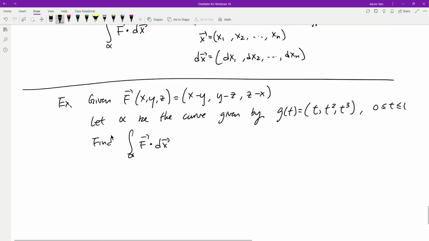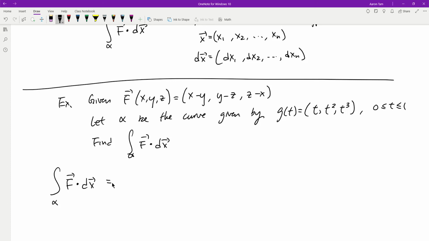So that basically means find me the line integral of f over the curve alpha. So how do we actually proceed? Well, actually pretty simple. We just do exactly what this says: the integral over alpha of vector f dot d vector x.